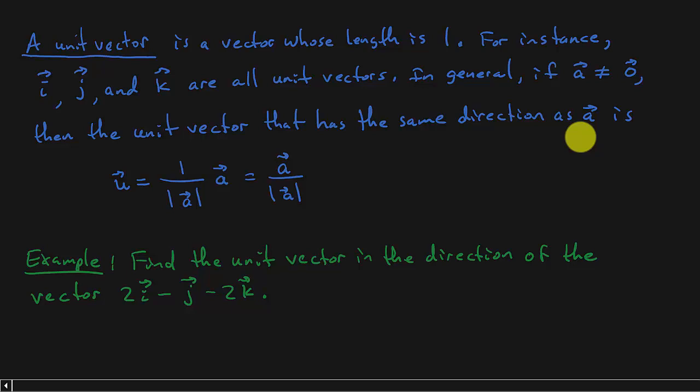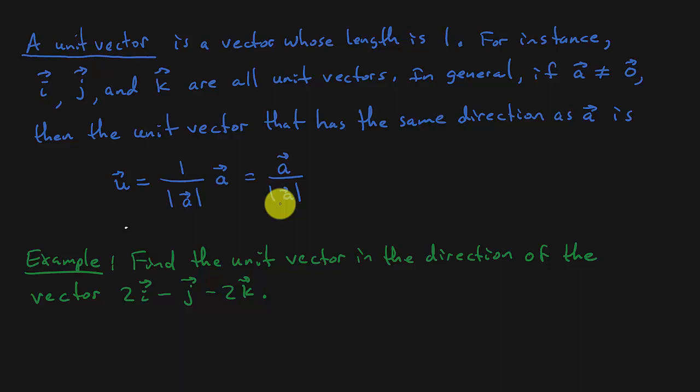In general, if vector A does not equal the 0 vector, then the unit vector that has the same direction as A is vector u, equal to 1 over the magnitude or the length of A times vector A, which is just equal to vector A over the length of vector A. That's the unit vector that has the same direction as your vector A.